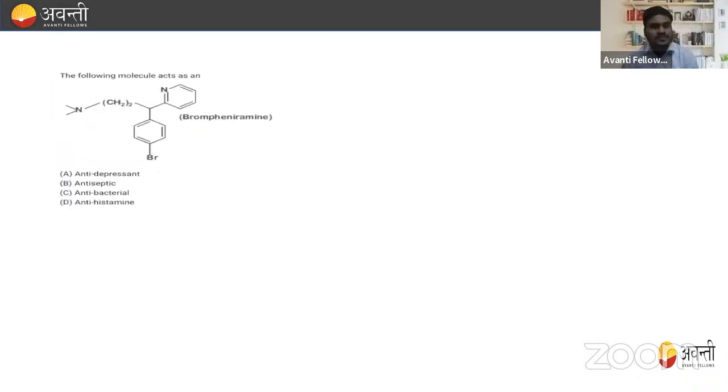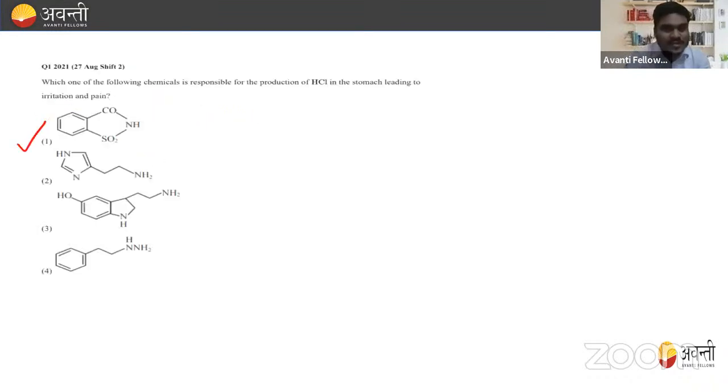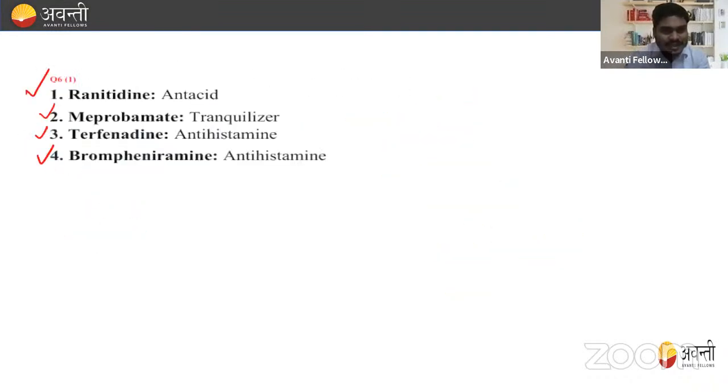Okay, now the following molecule acts as an antidepressant. So what is the name? Name is given, na, bromophenamine. We already discussed this. What is bromophenamine? Okay, in our previous question, like this one, bromophenamine acts as an antihistamine.